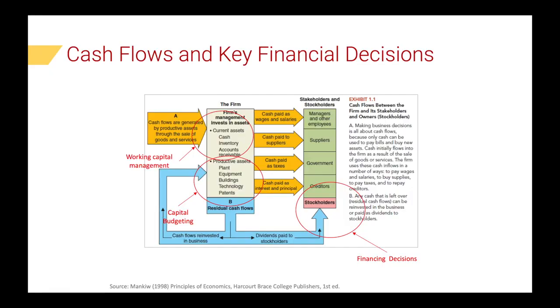The working capital management considers the current assets, which include the cash, the inventory, and the accounts receivables. The capital budgeting includes the productive assets, which includes the plant, the equipment, the buildings, the technology, and the patents. And as we discussed before, all of this is to increase the wealth of the stockholders.